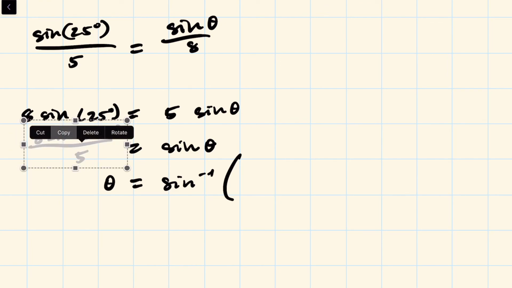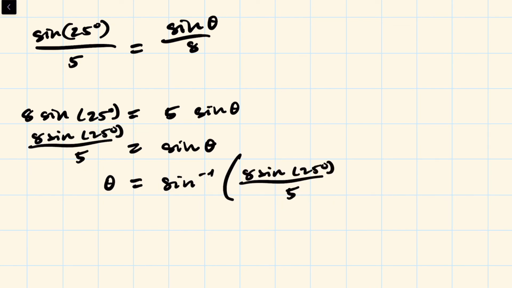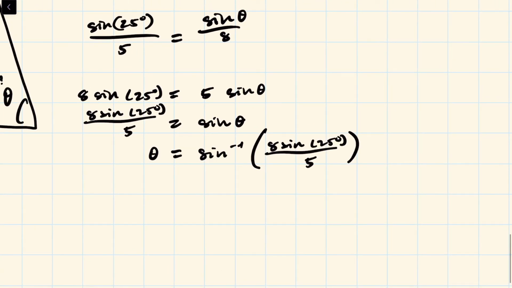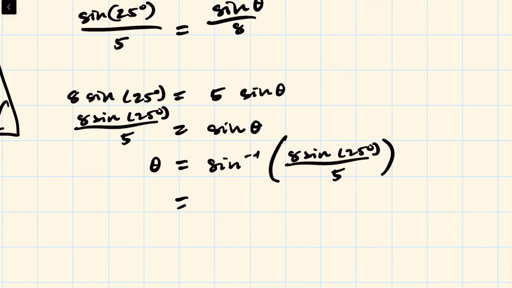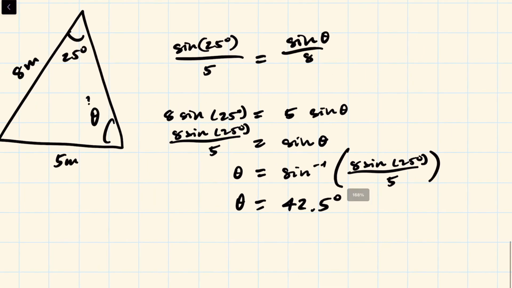Oh, whoops. Okay. Paste it. Right, okay. And that's it. Now that you've isolated for theta, you just punch it into your calculator, make sure you're in degree mode. Okay, so I've just computed it. Theta is 42, rounding to two decimal places, 0.5 degrees. That's our angle theta here now.